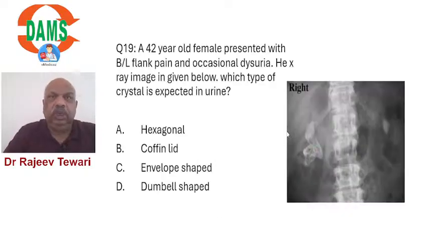A 42-year-old female presents with bilateral flank pain and occasional dysuria. X-ray images given below. What type of crystal do you expect in the urine?